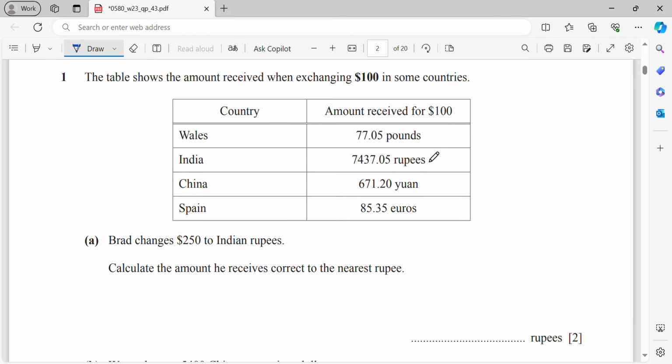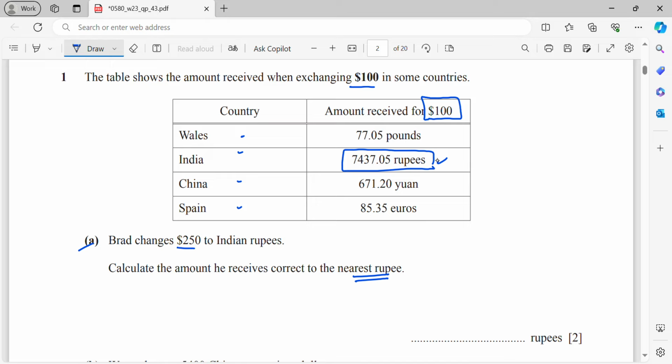For question number 1, the table shows the amount received when exchanging $100 in some countries. So these are the 4 countries. A. Brad changes $250 to Indian rupees. Calculate the amount he receives correct to the nearest rupee. So from here, I know that $100 is equivalent to this amount of the currency.